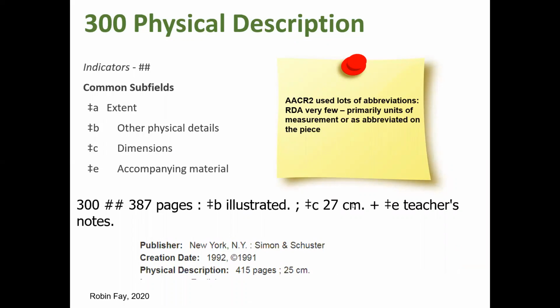AACR2, which was our older rules, used a lot of abbreviations. The only abbreviations in RDA are things that are already abbreviated or units of measurements. So centimeter is abbreviated because it's a unit of measurement. Inches, abbreviated, unit of measurement. Pages is not a unit of measurement. So pages is not abbreviated, but inches would be, or centimeters would be.